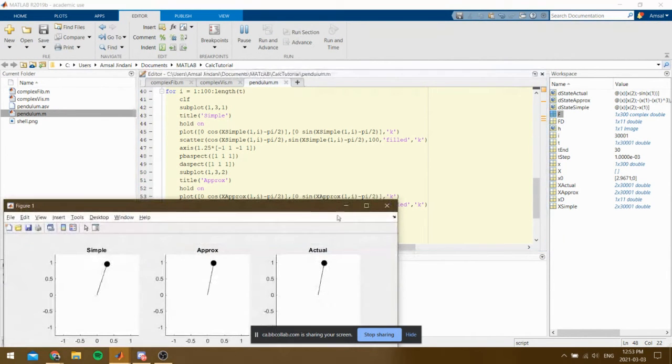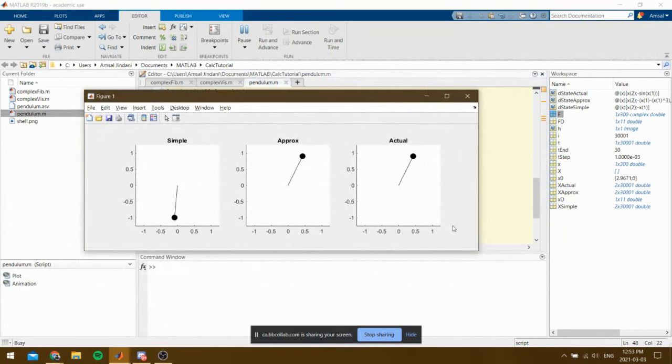So if I run this, you can see how the different pendulums behave. You can see that the simple one just doesn't spend enough time close to vertical as compared to the other ones, which look much more realistic.